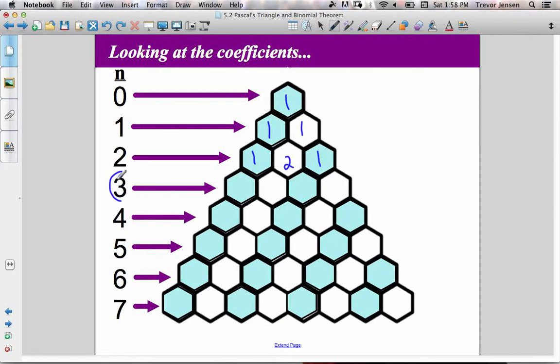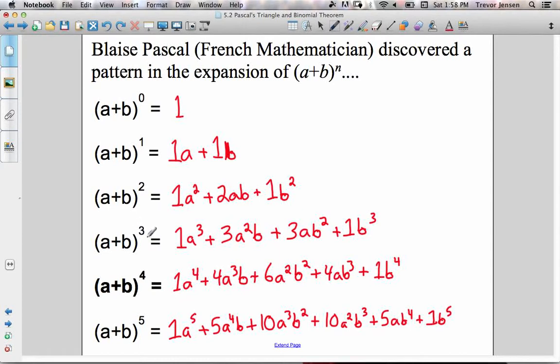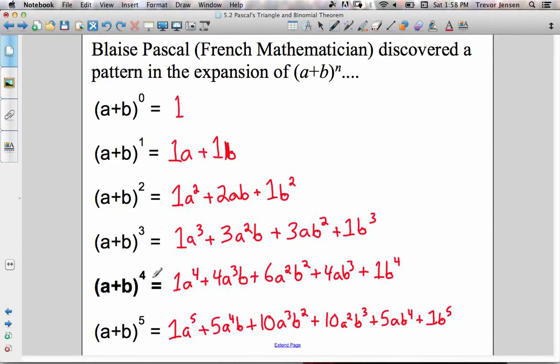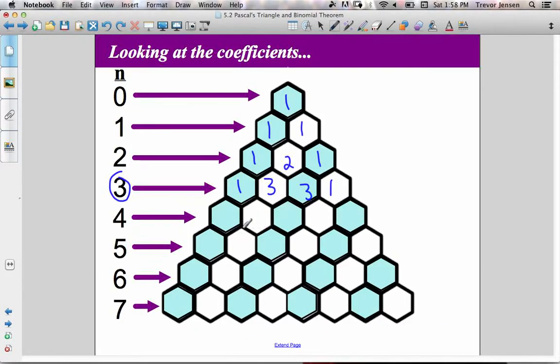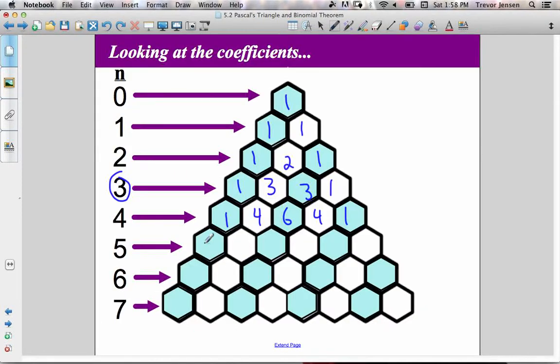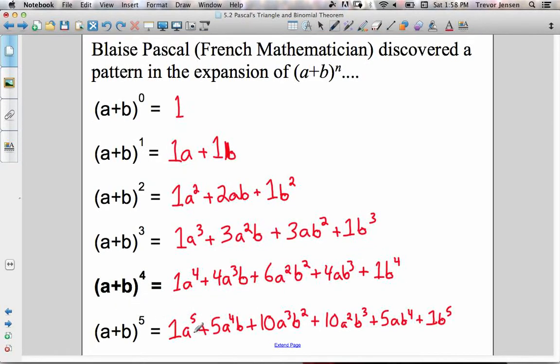When the exponent was 3, the coefficients were 1, 3, 3, and 1. When the exponent was 4, it was 1, 4, 6, 4, 1. When it was 5, it was 1, 5, 10, 10, 5, 1. So keep in mind, we're looking at the coefficient of each of the terms in the expansion.